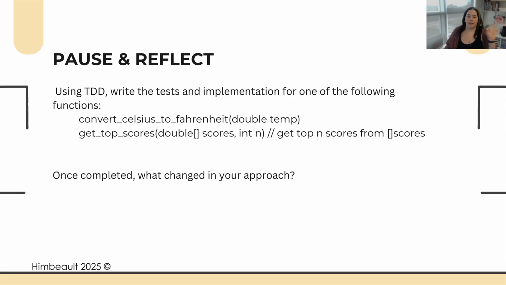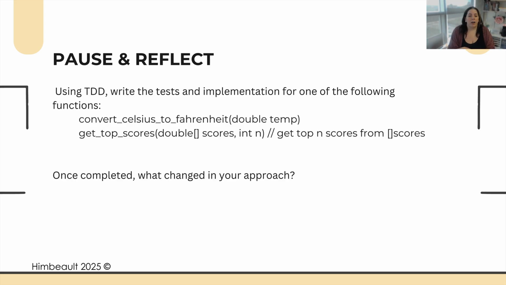Either do a basic convert Celsius to Fahrenheit, or you have an array of scores. Pretend it's like an array of scores for a classroom or something. All the students are in the array. It's a full array, and then an int n. And n could be any number, and you need to pull those top n scores from the array of scores.